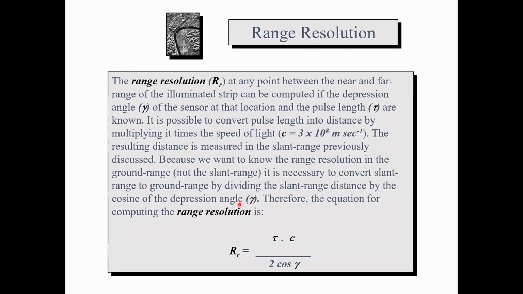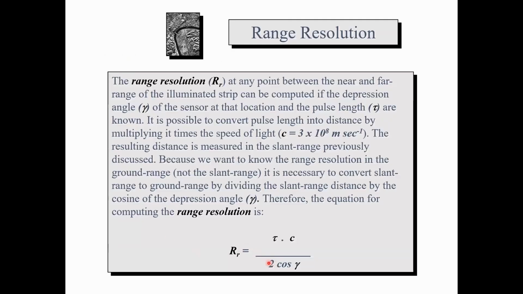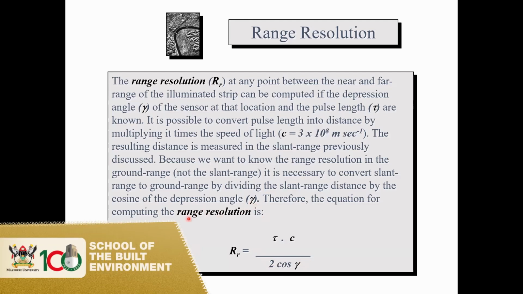Maybe on the slide here, because that one was in explanation format, you can compute the range resolution mathematically. The range resolution is equivalent to the pulse length, tau, times the speed of light, over 2 cos of the depression angle. You saw what the depression angle is; you see it here using gamma. So you can get the range resolution. Apart from knowing what it is, you can also compute it.